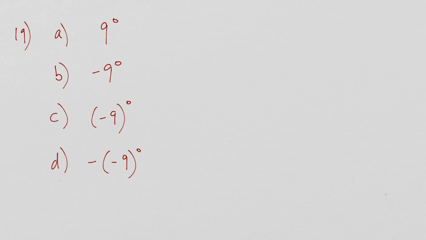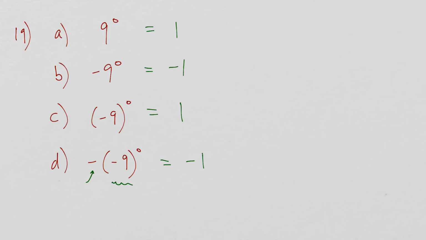Okay, part A. Anything to the 0 power is 1, so that's 1. Part B, we have 9 to the 0 power is 1, and then we apply the negative, so we end up with -1. Part C, anything to the 0 power is 1, so that is 1. And finally, part D, this part is 1, but then we tack on that negative, so we get -1.